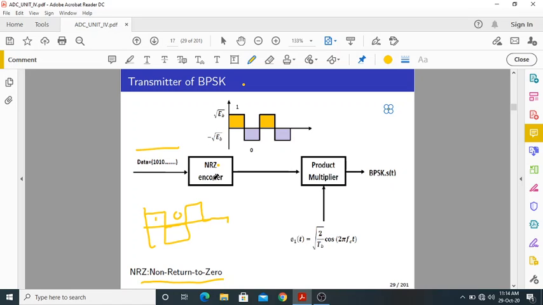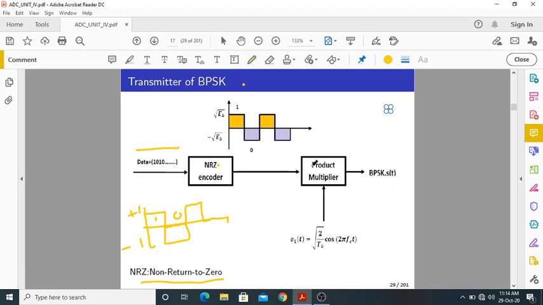In this type of representation, 1 means plus 1 and 0 means minus 1 generally. This type of representation is called non-return to 0 representation. Here, I have represented it in the form of NRZ: 1 means root EB, 0 means minus root EB. What is EB actually? It is the transmitted signal energy per bit. I told you already.